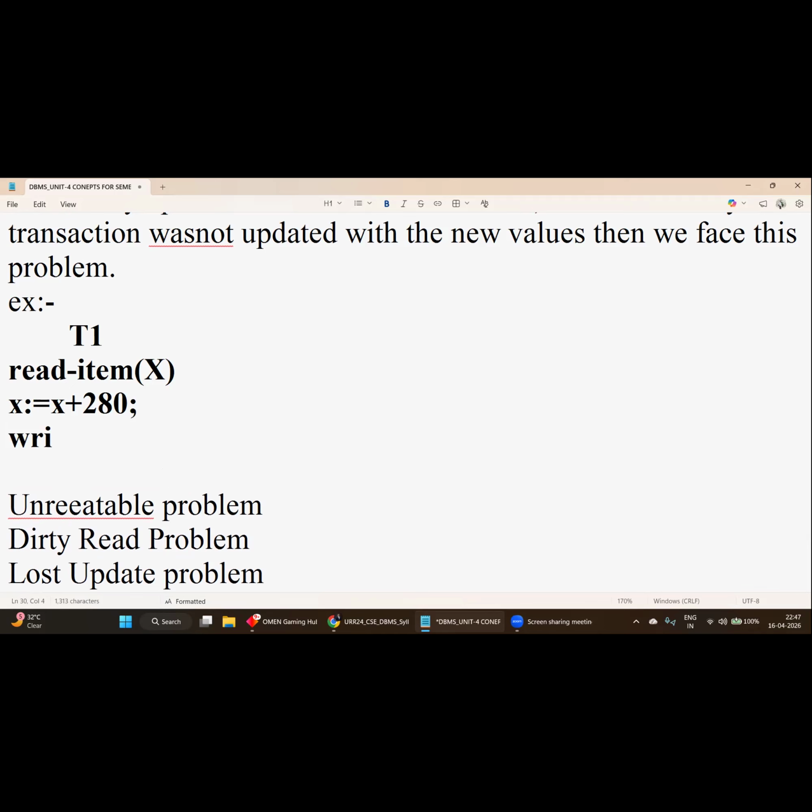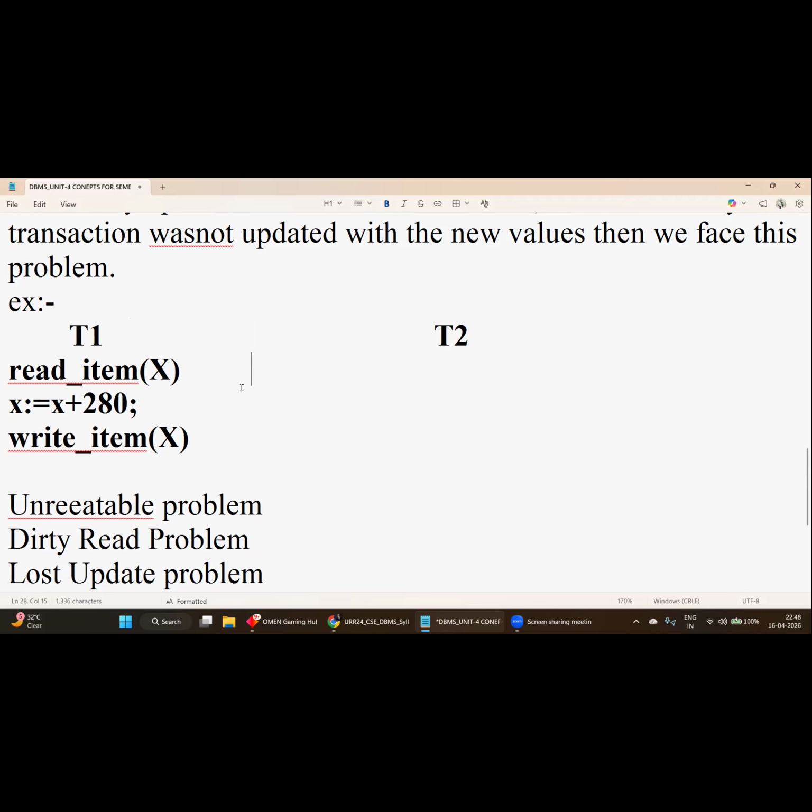Write item means the updated item will be written in the internal storage. Write item of X will be replaced with the updated value. Where will we get that data? For suppose another transaction T2 is there.